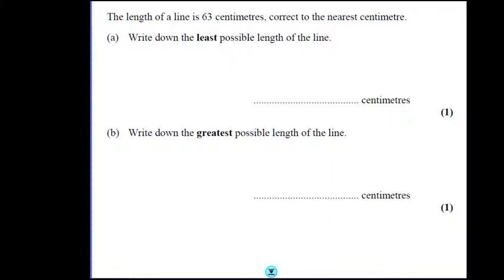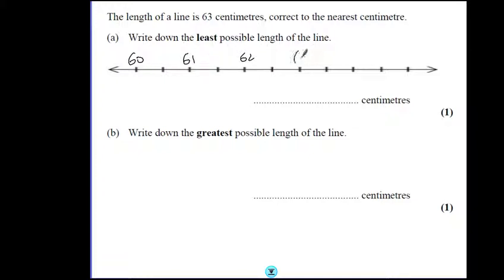So it's worth considering a number line. Now on that number line, if we're rounding to the nearest centimetre, then let's put some numbers on here: 60, 61, 62, 63, 64, 65. So these are the only possible numbers that we're going to end up with after we've rounded to the nearest centimetre. So if we consider that we've rounded to this value here, then that basically means that the original value was somewhere between this value and this value.